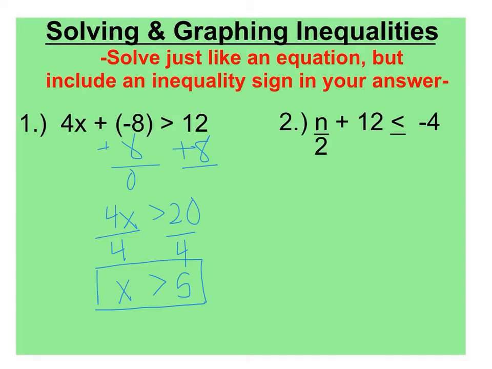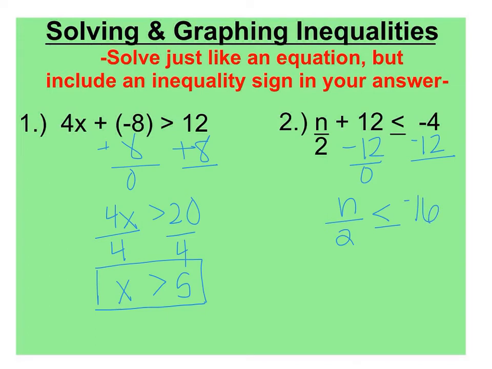n divided by 2 plus 12 is less than or equal to negative 4. Again, just like an equation, we need a variable side and a constant side. I notice that all my variables are already on the left, so let's move our constants to the right. Let's take away 12, and let's take away 12. That leaves me with n divided by 2 is less than or equal to negative 16.